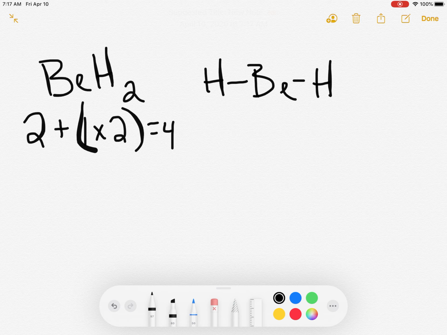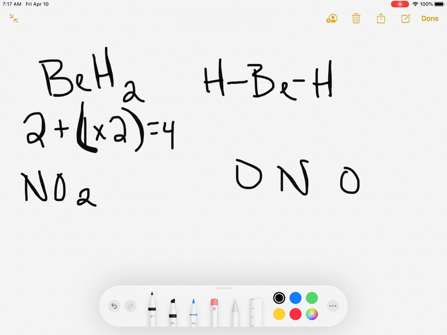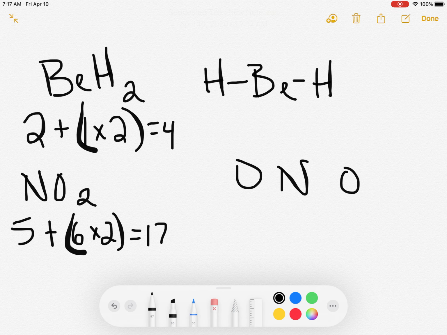Next, we're going to do NO2. Okay, so NO2, nitrogen's in the middle, then we have the oxygens on the outside. Nitrogen has 5 valence, oxygen has 6, so we get a total of 17. So we have an odd number of valence electrons. So usually we'll have an even number, but here we've got the odd number. So we put in our single bonds, and then put in the lone pairs around the oxygens to give them an octet.